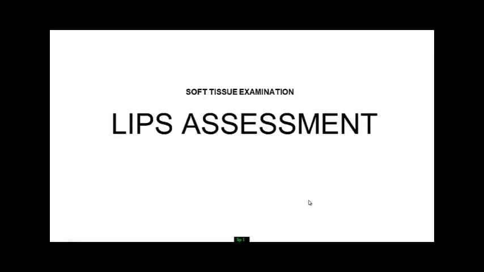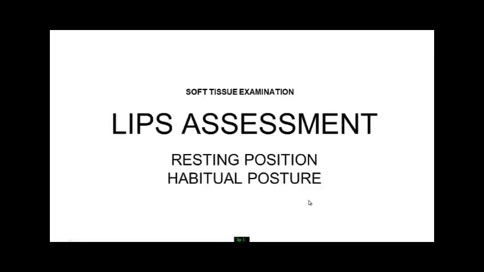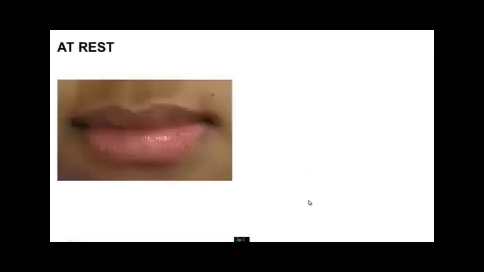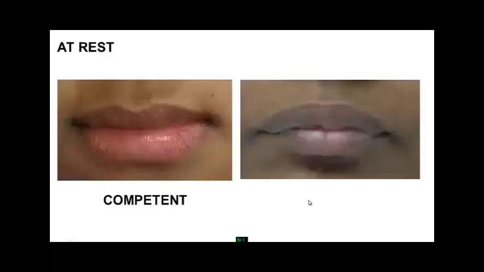Second soft tissue examination is looking at the lips during resting position and habitual posture. During resting position, check competency of the lips. At this time, the patient should be unaware of your assessment, then he will be in a relaxed position. So it can be either competent or incompetent.